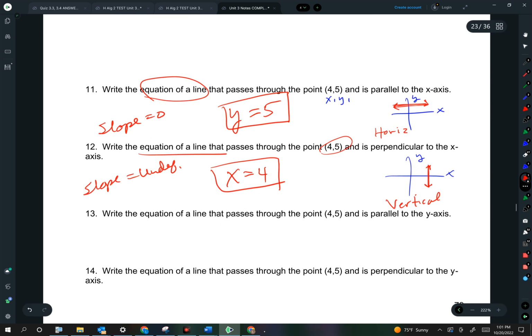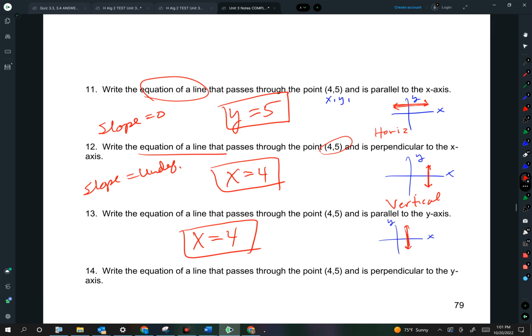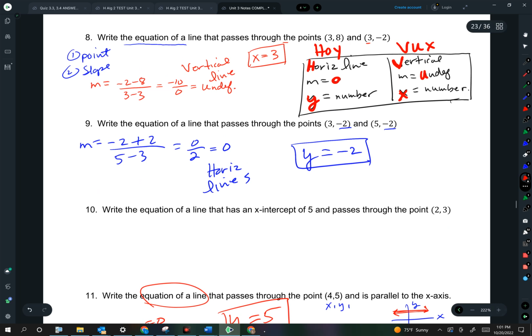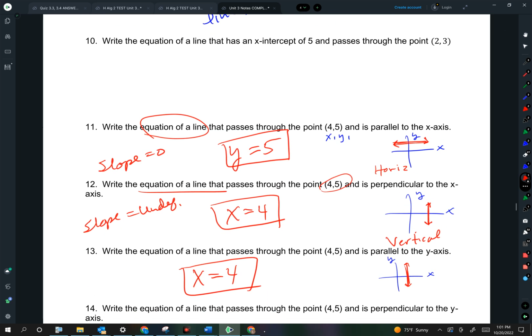Okay, look at number 13. Write the equation of a line that passes through this point and is parallel to the y-axis. Again, draw a picture. There's x, there's y. If it's parallel to the y-axis, isn't it going this direction? Oh, it's vertical. And if it's vertical, it's got to be x equals, what does x equal? 4. Okay? So yes, these are the special cases. But if you have that chart straight, these are pretty easy problems.